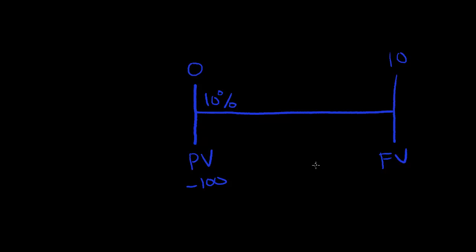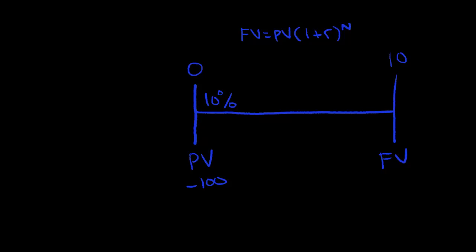Now, it's a simple calculation. If we were to do the math here, the longhand math, it just says the future value is nothing more than the present value times 1 plus the interest rate, which would be 10%, raised to 10 compounding periods.